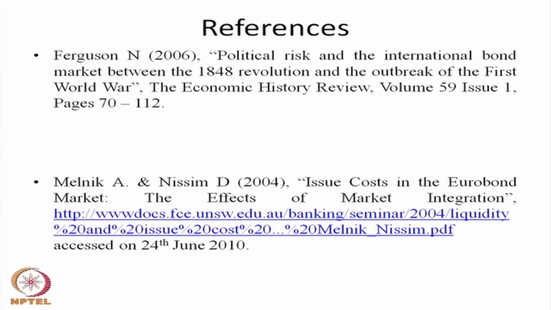The reference for you will be Ferguson 2006, political risks in the international bond market. You can go through this and you will come to know about the history of the bond market at world level. Similarly, I have given a web page link here, the issue cost in the Eurobond market, effect of market integration. You can also go through this web page and see different kinds of Euro issues and their impact cost.